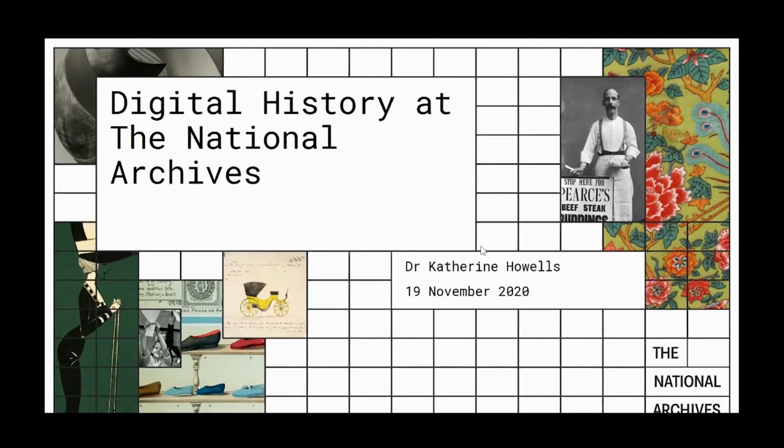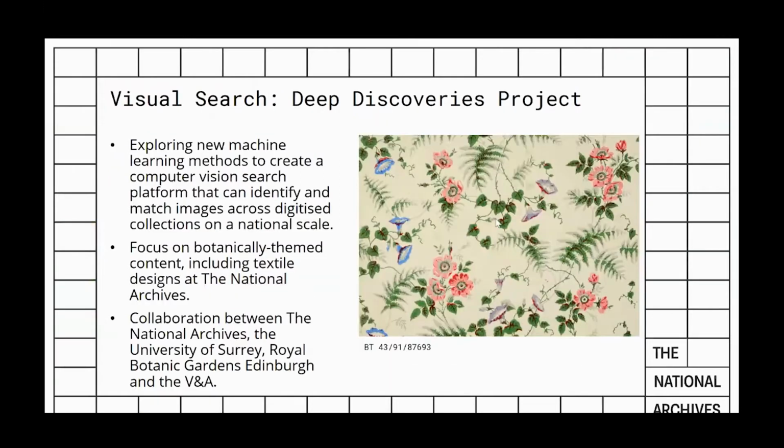The closure of the building has spurred this on in many ways, because it's given us new opportunities and new enthusiasm for trying to make this work. So I'm just going to run through quickly a couple of interesting projects. The first is to do with visual search, which is a much larger project that's been going on for a little while, a collaboration between the National Archives, the University of Surrey, Royal Botanic Gardens, Edinburgh, and the V&A. The aim for this project is to explore how we can use visual search to bring collections together.